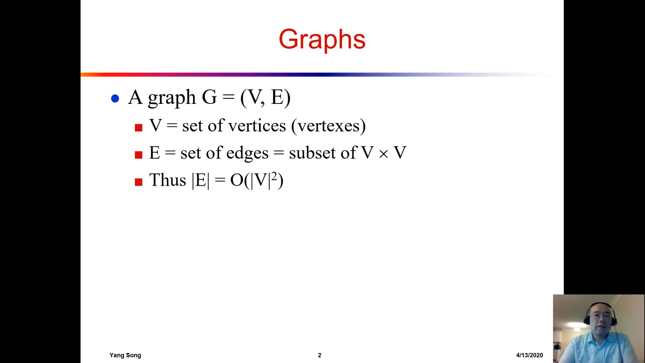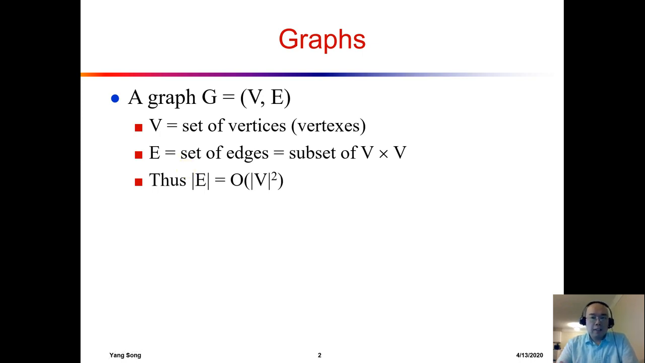Before we talk anything about the algorithms, well, first we have to define what is a graph. So for a graph G, the definition is it has two things: a collection of vertices and a collection of the edges. Okay, so V represents the set of the vertices, and E represents the set of the edges.